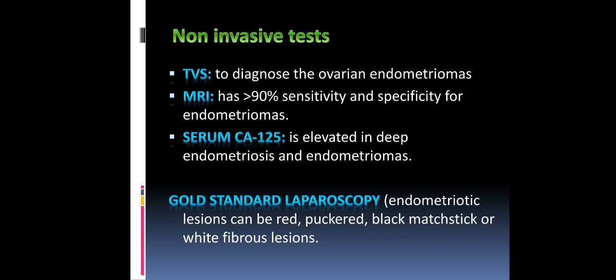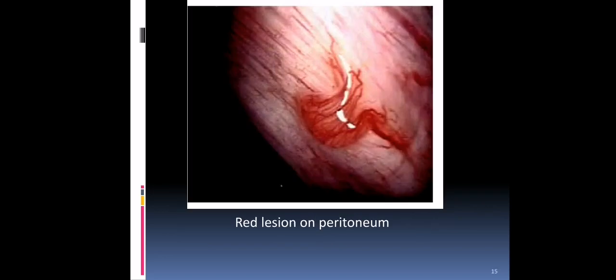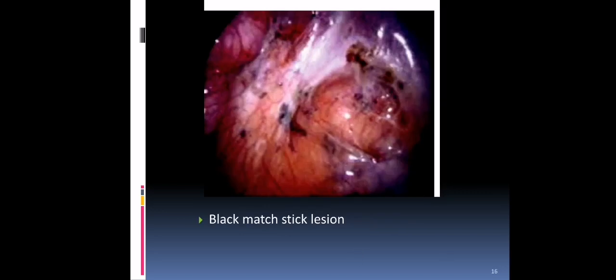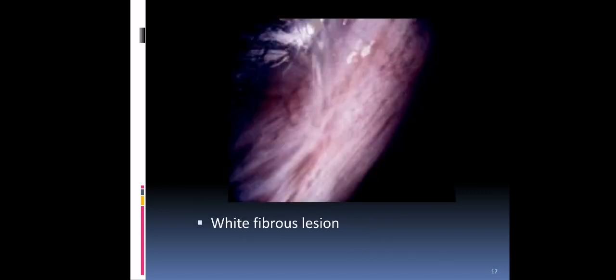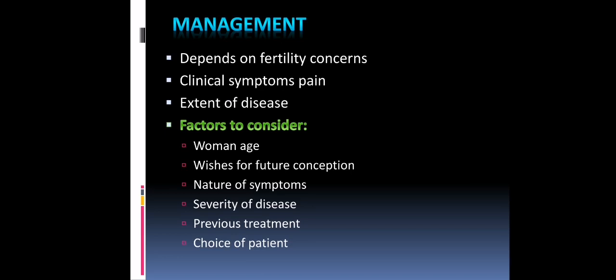Endometriotic lesions can be red, puckered, black, matchstick or white fibrous lesions. This is a picture which beautifully shows the red lesion on the peritoneum. Another picture is showing black matchstick lesions. These are pictures which we have taken from patients during laparoscopic evaluation. These are white fibrous lesions. They are formed after the fibrosis of previous endometriotic bleedings, and in the healing phase these all cause pain and infertility.